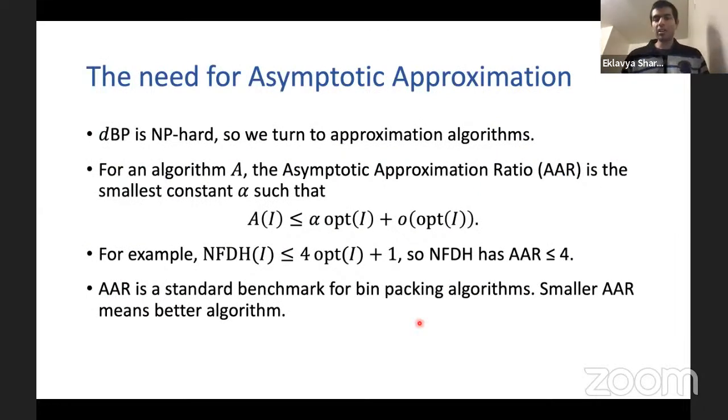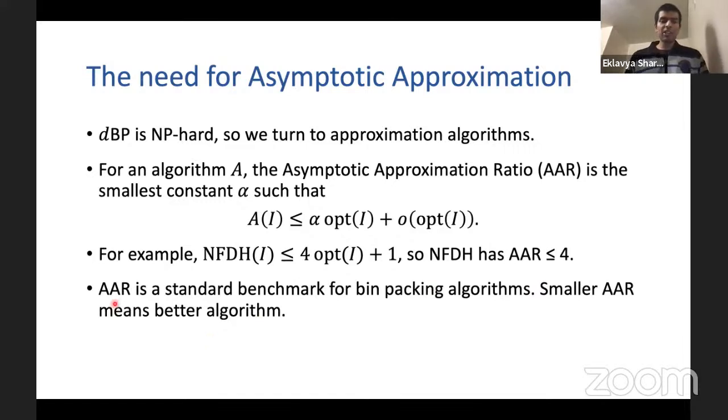D-dimensional bin packing is NP-hard, so we turn to approximation algorithms. For an algorithm A, the asymptotic approximation ratio, which I'll abbreviate as AAR, is defined as the smallest constant alpha such that A(I), which is the number of bins used by algorithm A to pack the items I, is at most alpha times OPT(I) plus little o of OPT(I), where OPT(I) is the minimum number of bins needed to pack I. For example, the number of bins used by the next fit decreasing height algorithm to pack the set I of items is at most 4 times the minimum plus 1. So for this algorithm, the asymptotic approximation ratio is at most 4.